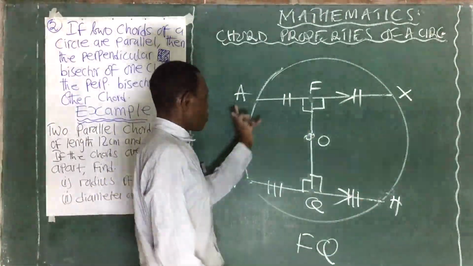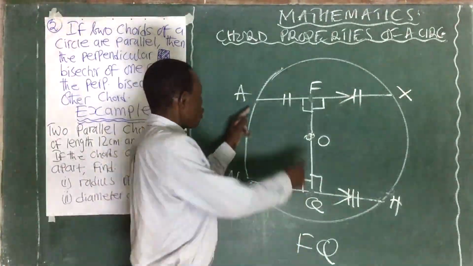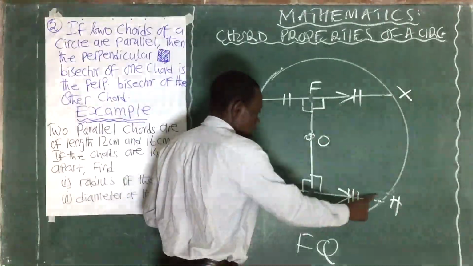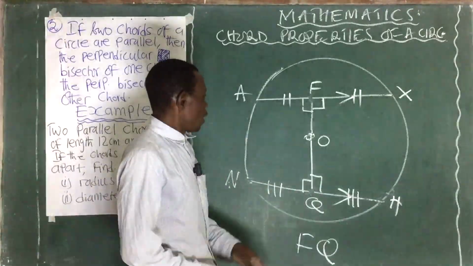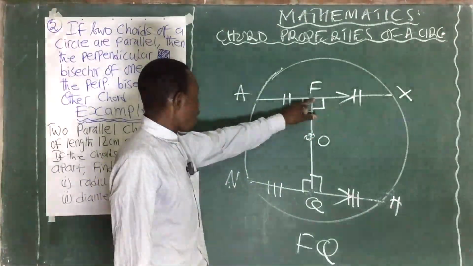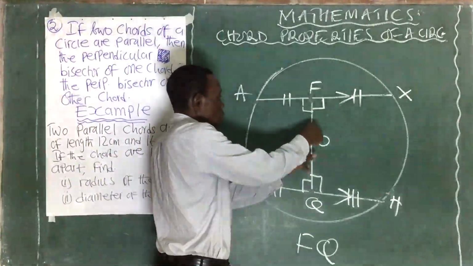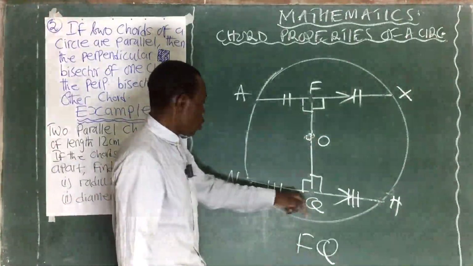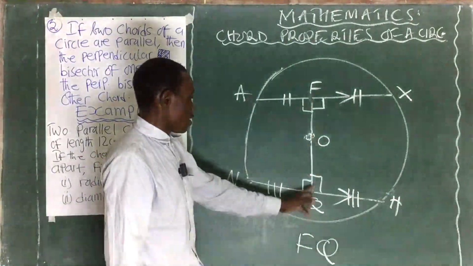So what do you do? Just try to draw a circle using a pair of compasses, like what I've done here, and then draw two lines like AX and NH. Make sure that the two lines are parallel, and then try to draw a perpendicular line from O to AX, that is from O to F. And another perpendicular line, OQ, to NH. Then you'll be able to realize that this is just a single line.